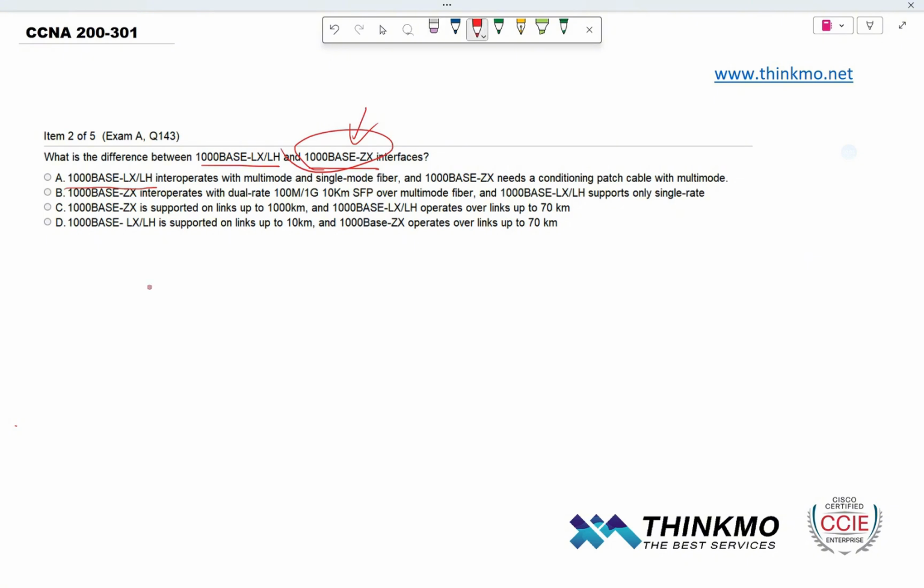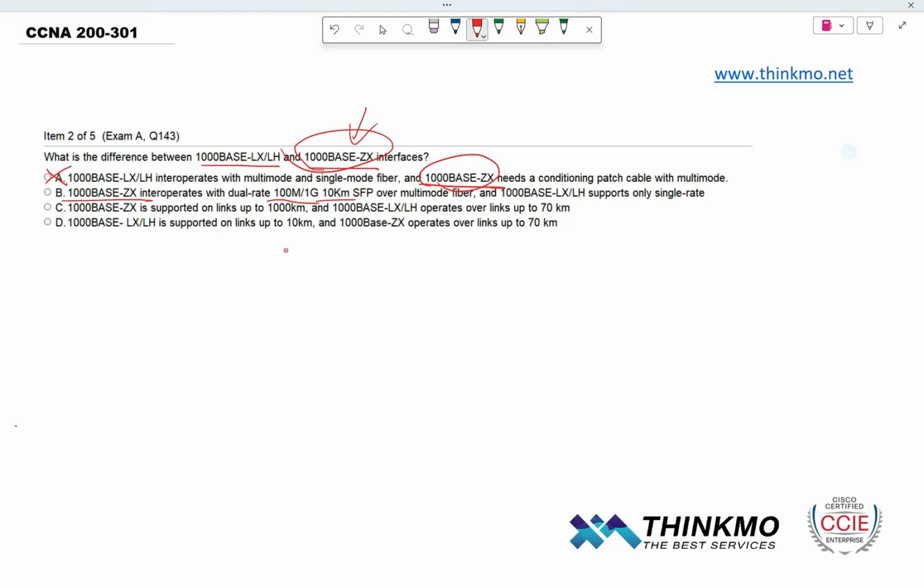Then the first option says that when interoperating between multi-mode and single mode, it requires adjusting the patch cord. But actually, it does not require adjusting the patch cord, so this option is wrong. Now let's look at the second option. It mentions that this type can work with dual rates, which are approximately 100 Mbps and 10K.